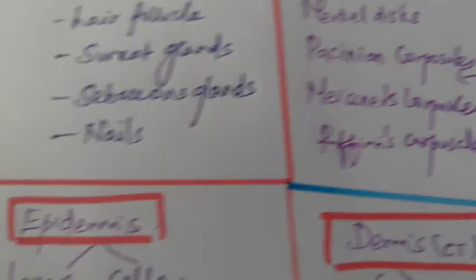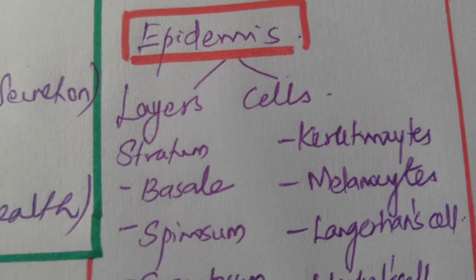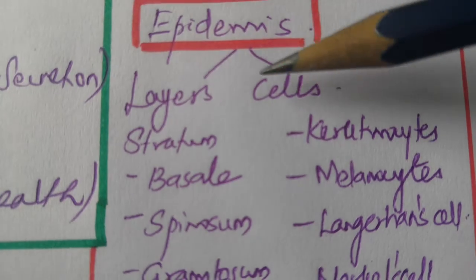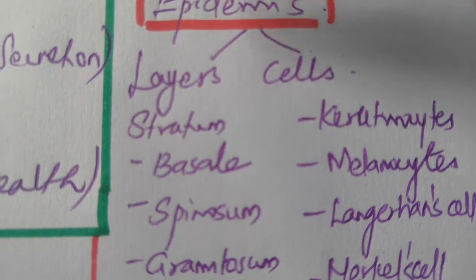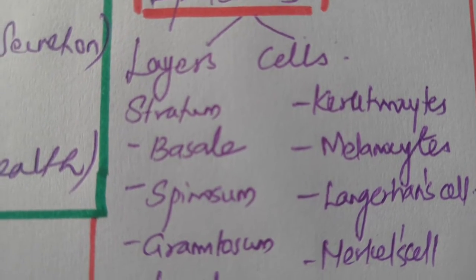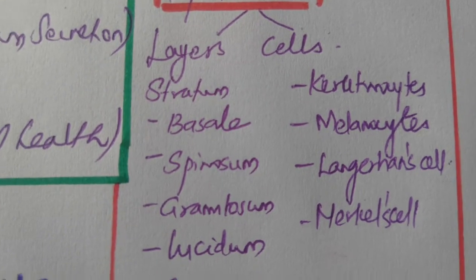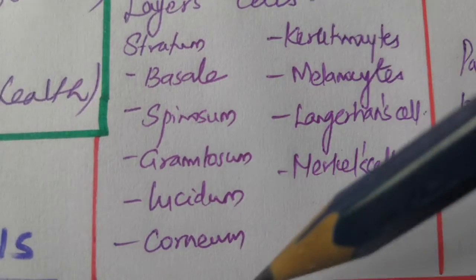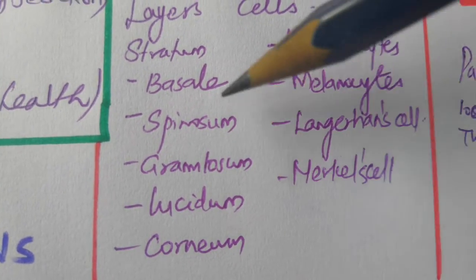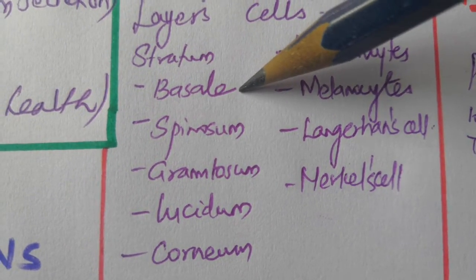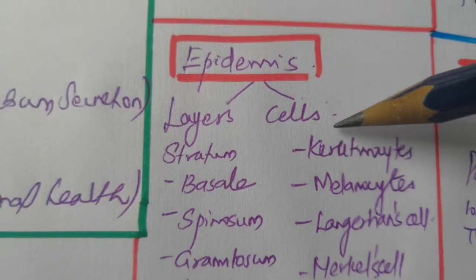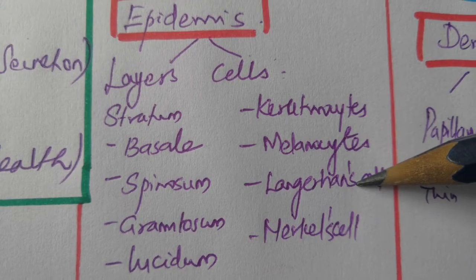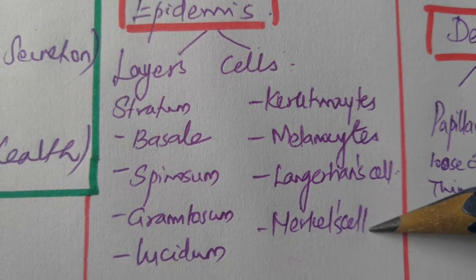Okay. In detail about epidermis. So we saw what are the components. In detail, epidermis consists of certain layers and cells. Coming to the layers, it will be stratum basale, stratum spinosum, granulosum, lucidum, corneum. This is from the base to the top. Okay, the topmost is corneum, the innermost is basale. And also it contains certain cells: keratinocytes, melanocytes, Langerhans cells, and Merkel cells.